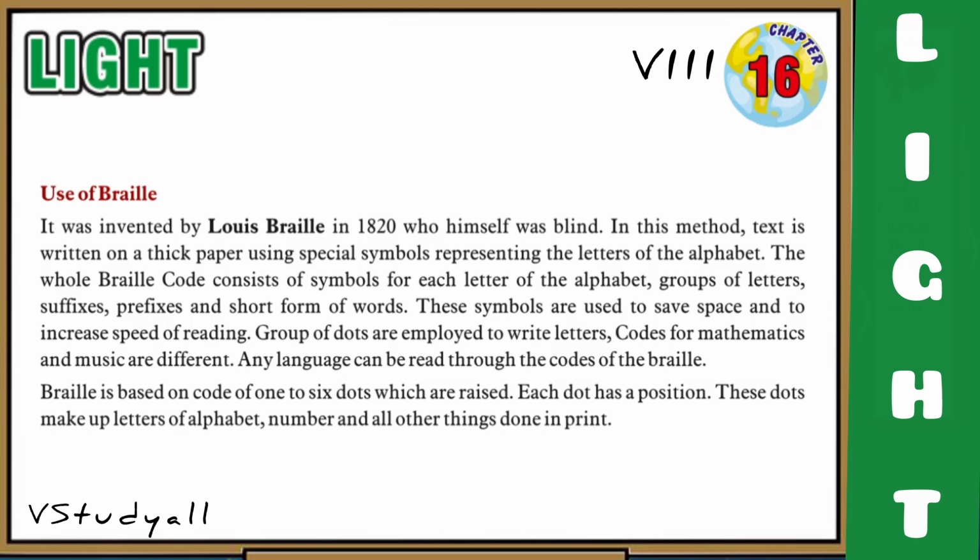Groups of dots are employed to write letters. Codes for mathematics and music are different. Any language can be read through the code of Braille. Braille is based on a code of 1 to 6 raised dots. Each dot has a position. These dots make up letters of the alphabet, numbers and all other things done in print.